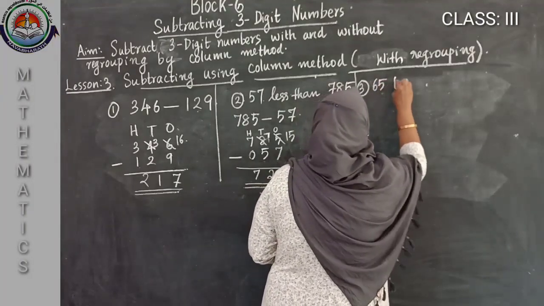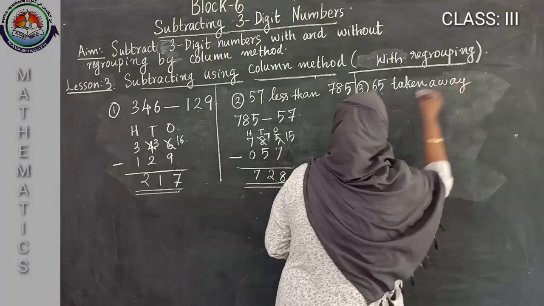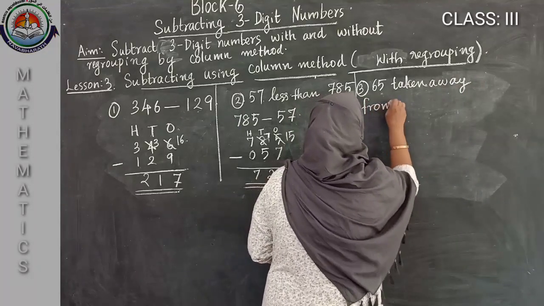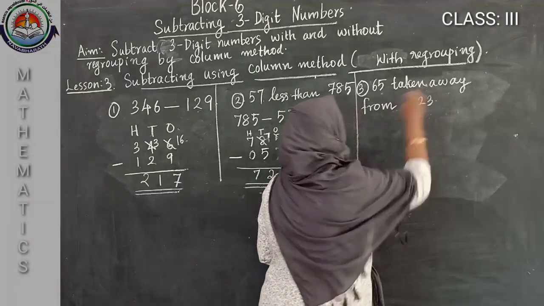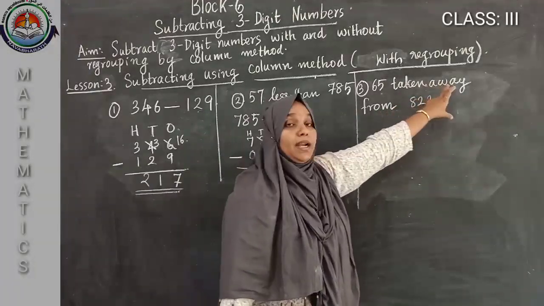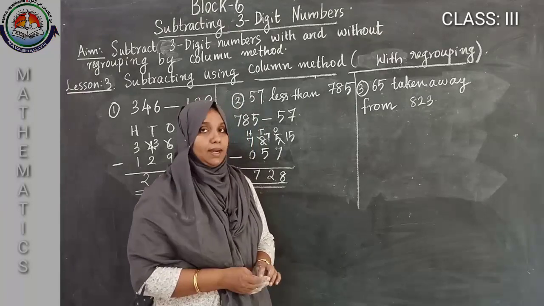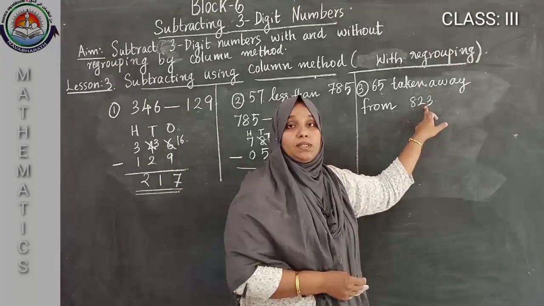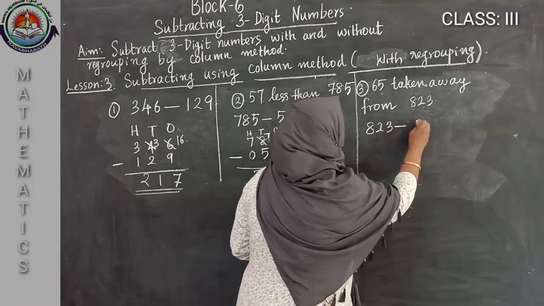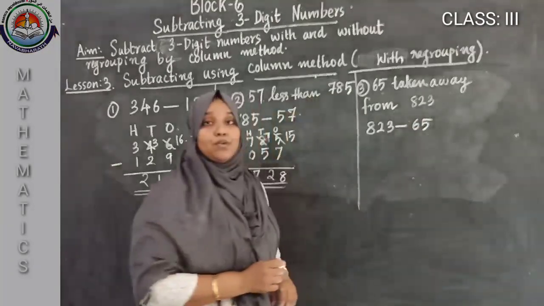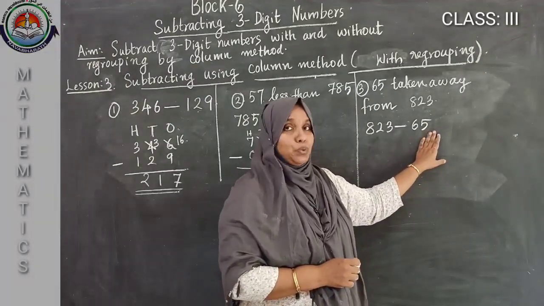65 taken away from 823. See children, here it is given taken away. Taken away means subtract. Subtract the smaller number from the bigger number. So we have 823 minus 65. Here also the bigger number is a 3-digit number and the smaller number is a 2-digit number.